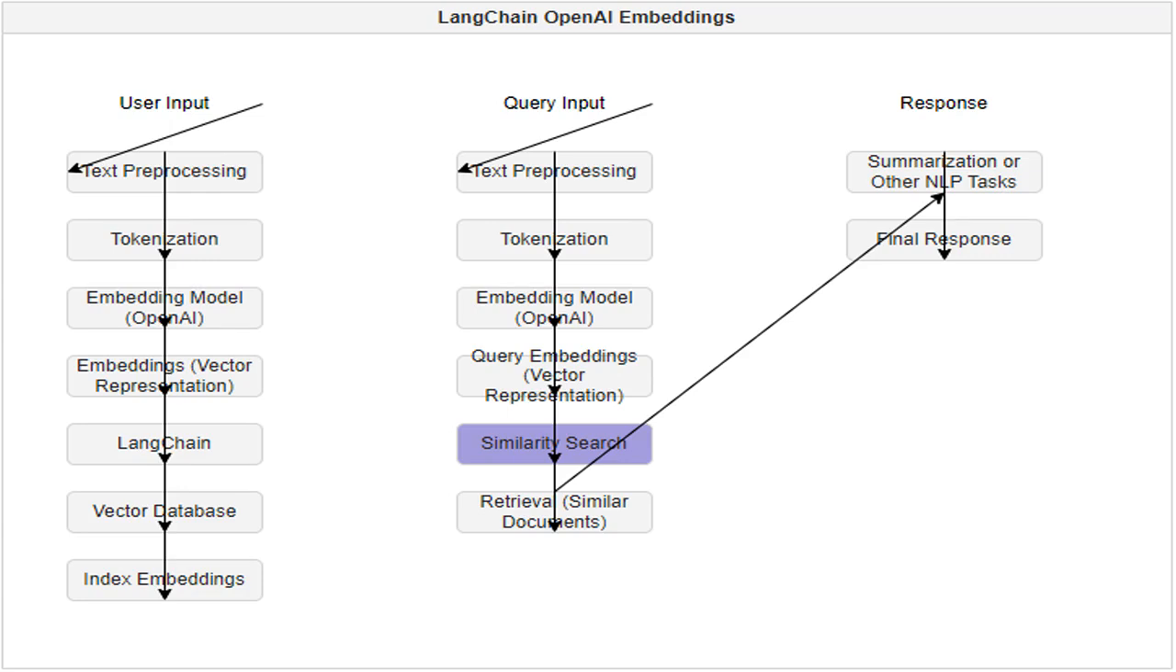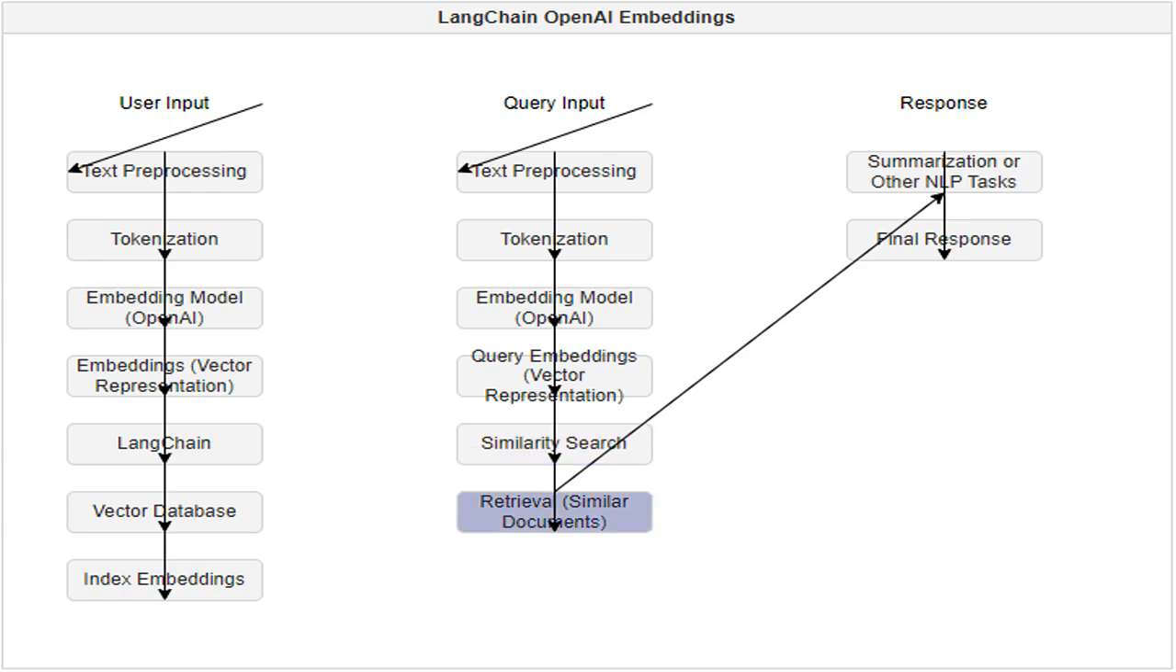Similarity search: data provides the query embeddings for similarity search. Similarity search finds similar documents based on embeddings. Compares query embeddings against indexed embeddings.